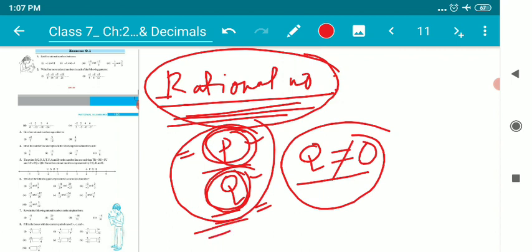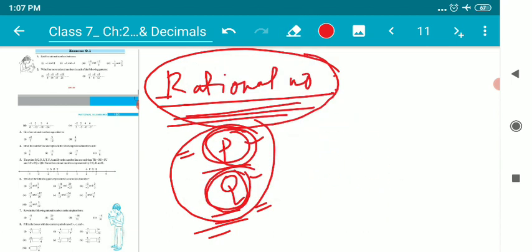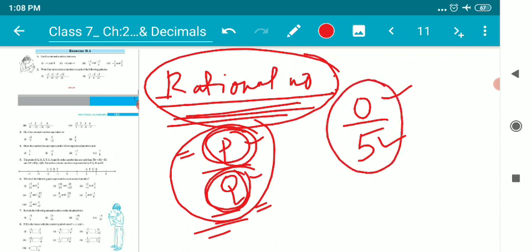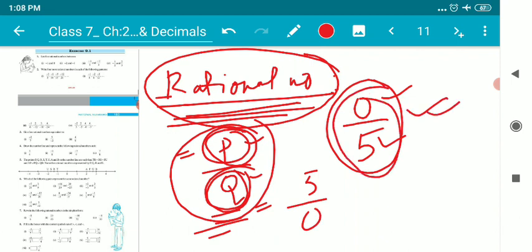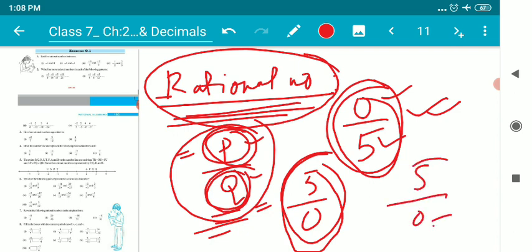For example, children, I can write 0 by 5. As I told, p can be any number, q can be any number. So 0 by 5 can be written, but I cannot write 5 by 0. 0 by 5 is a rational number, but 5 by 0 is an invalid format. It's neither a rational number nor anything; it's an absolutely invalid form, because 0 cannot be in the place of the denominator.